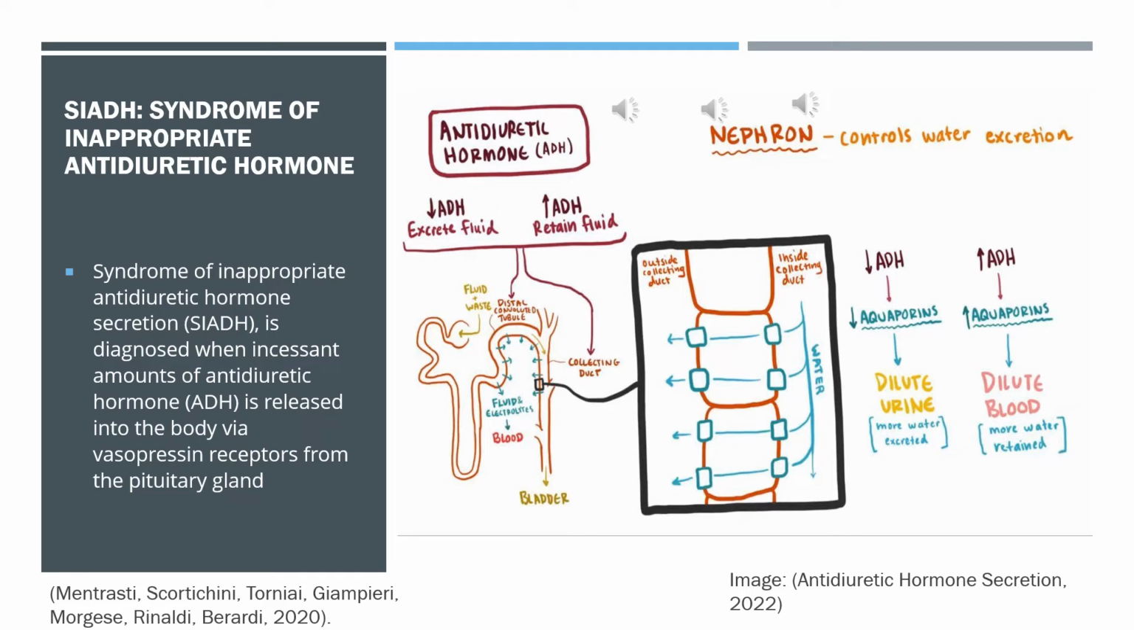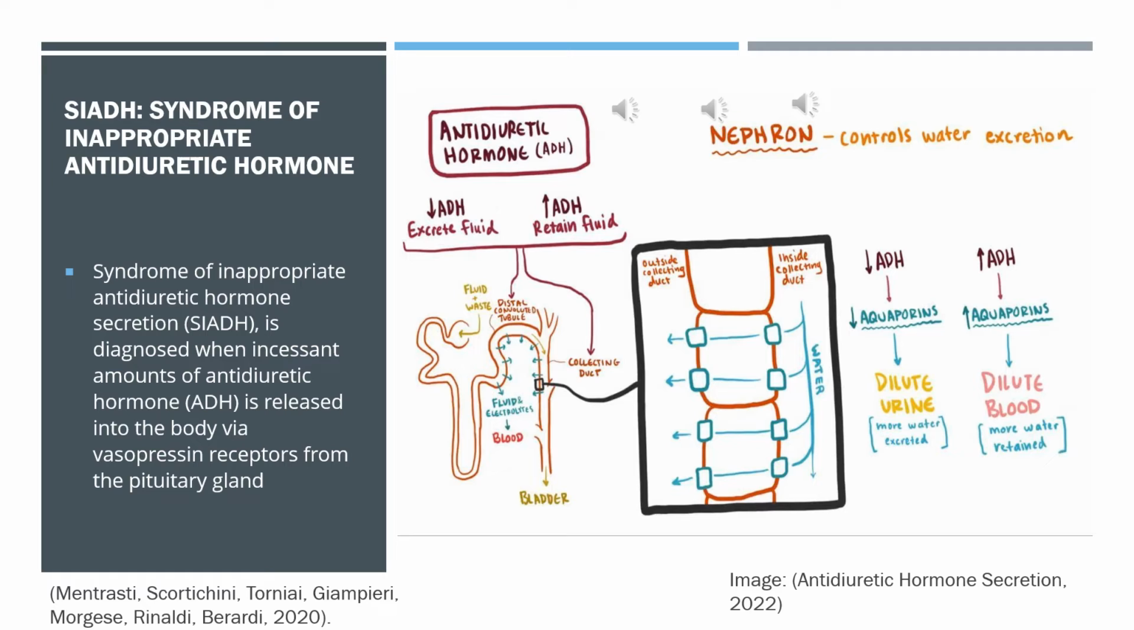This specific syndrome is diagnosed when an incessant amount of ADH is released into the body via the vasopressin receptor from our pituitary gland. These receptors that cause this syndrome are in a constant state of overproducing ADH when it's not needed. This results in the condition of SIADH. This condition affects our urinary system, and it affects the amount of water that is normally expelled from our bodies when we urinate.